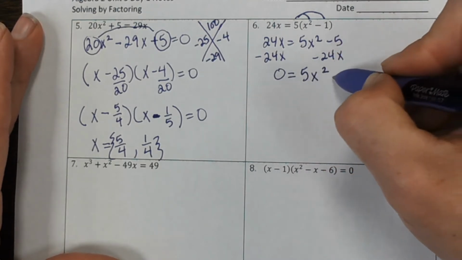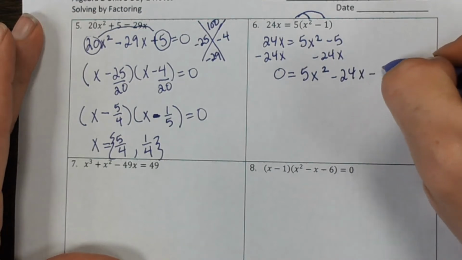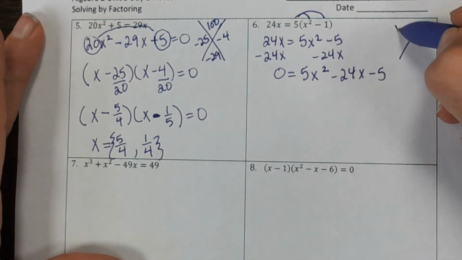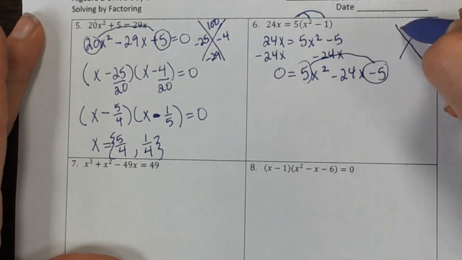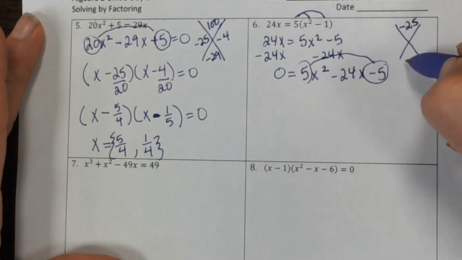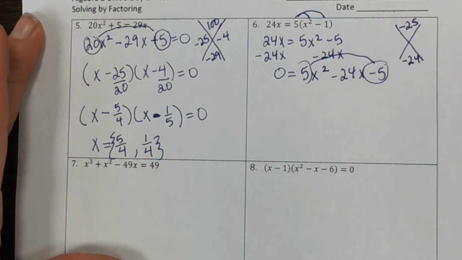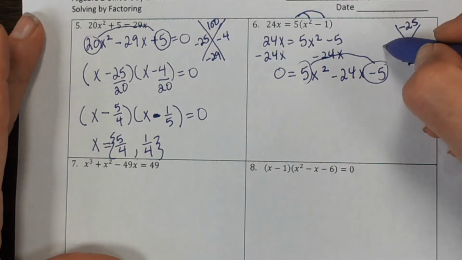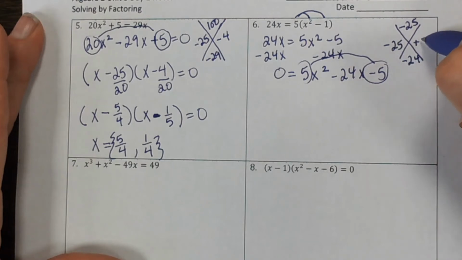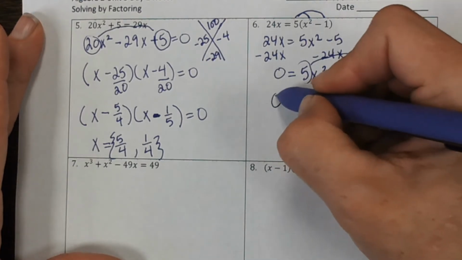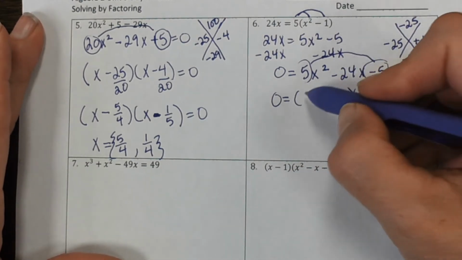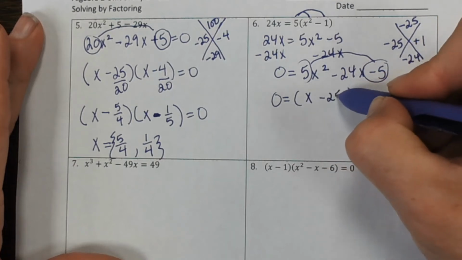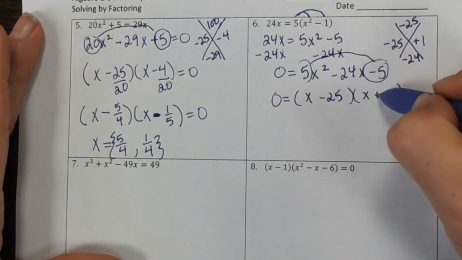So 5x squared minus 24x minus 5. So again, I'm going to look and I say, all right, what multiplies? I take the 5 times the negative 5, multiplies to negative 25, combines to negative 24. Now I notice that because this is minus, my signs are going to be opposite. So I'm going to have negative 25 and positive 1. So again, bring my 0 down. I'm going to factor these into those two binomials. So I have x minus 25 and x plus 1.